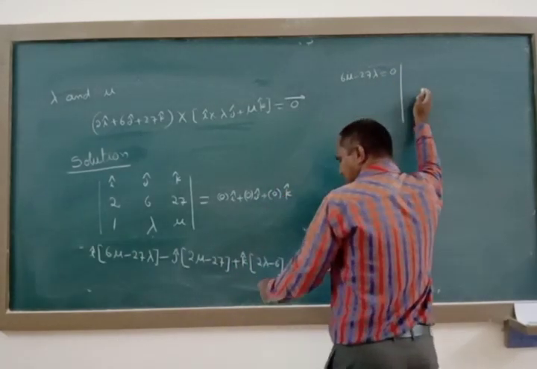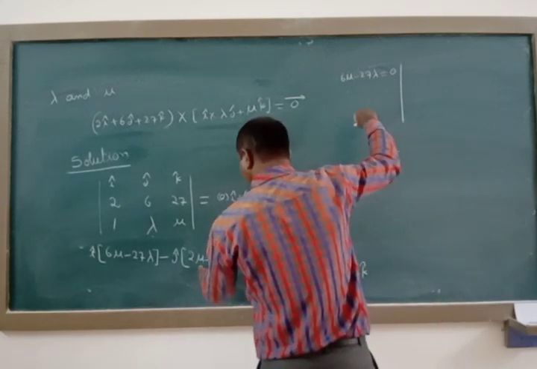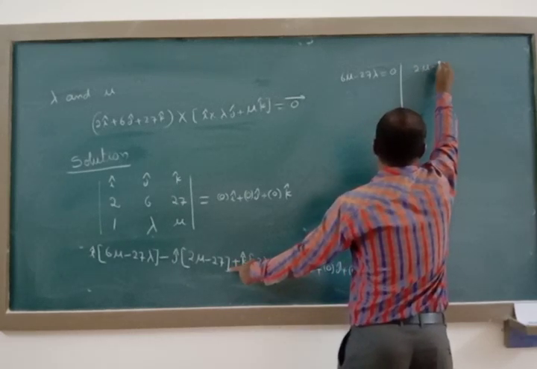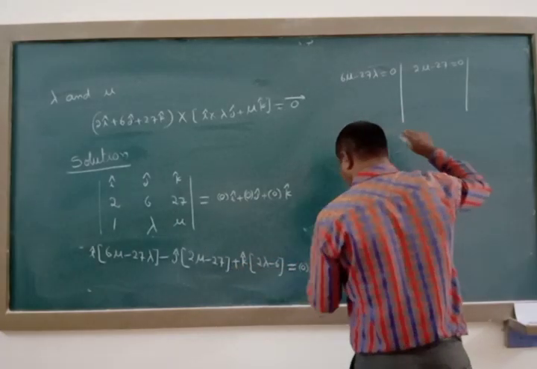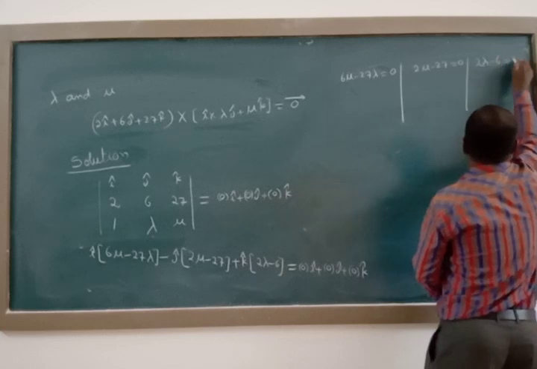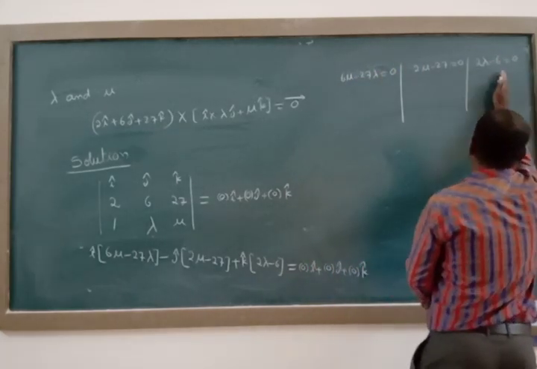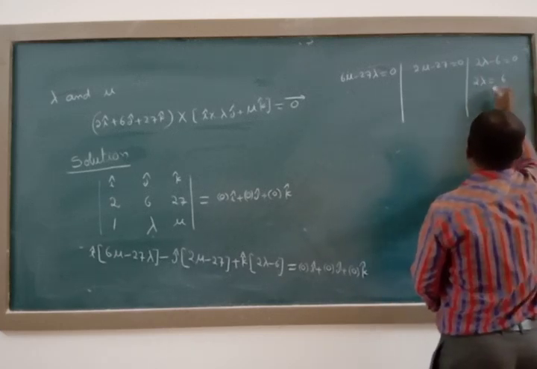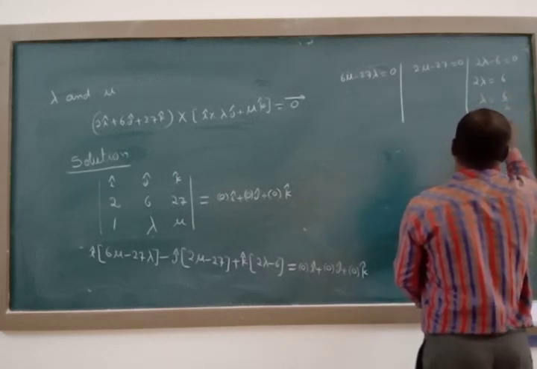Next, second is 2 mu minus 27 is equal to 0, the j cap coefficients. Next, k cap coefficients: 2 lambda minus 6 is equal to 0. Here i cap coefficients, here j cap coefficients, here k cap coefficients. Then 2 lambda is equal to 6, lambda is equal to 6 by 2. Then lambda is equal to 3, you will get.